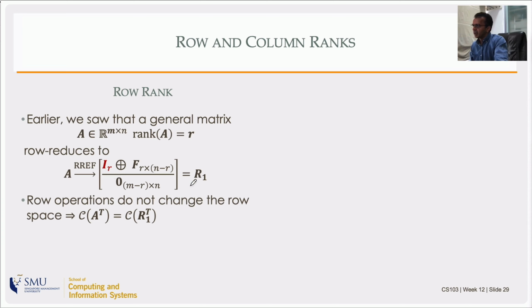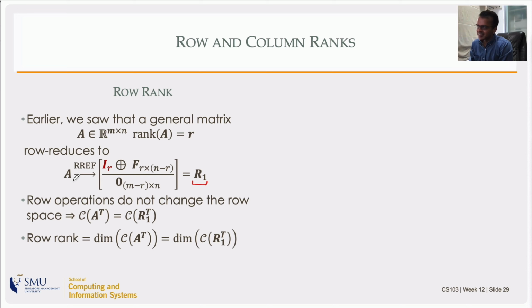Suppose I call this matrix R1. I know that the row space of R1 and A will be the same, so the row rank of R1 and A will be the same. The dimension of the row space will be the same because the row spaces are the same for these two matrices. That's because the row operations do not change the row space.